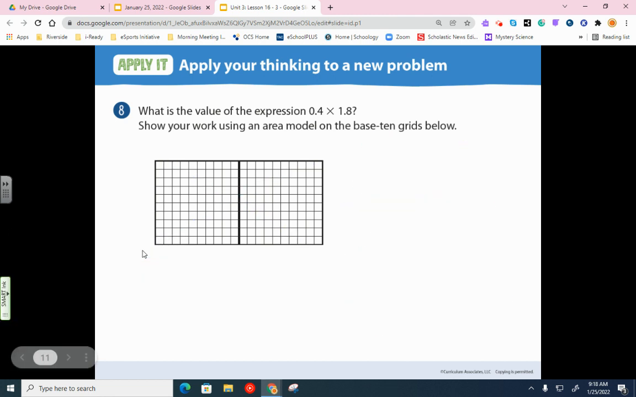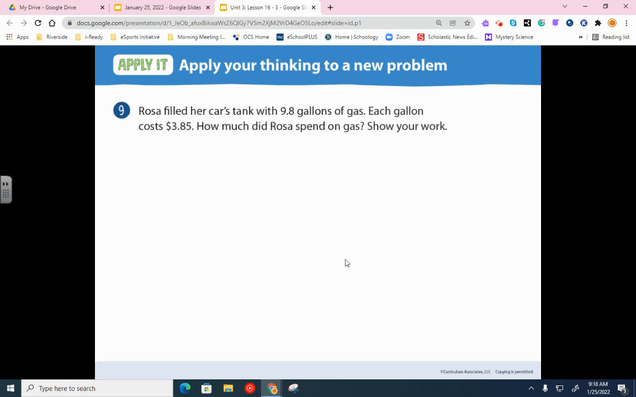All right, let's go on to 9. Rosa filled her car's tank with 9 8/10 gallons of gas. Each gallon cost $3.85. How much did Rosa spend on gas? Show your work. So let's put her price, and this is how many gallons she got. And let's do the math, and then worry about the decimal points later.